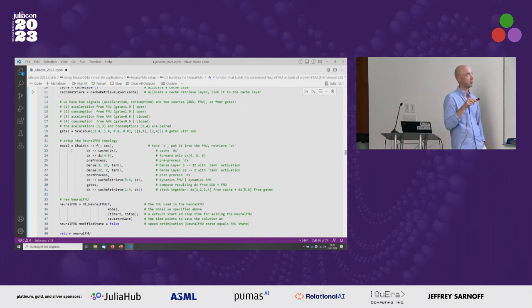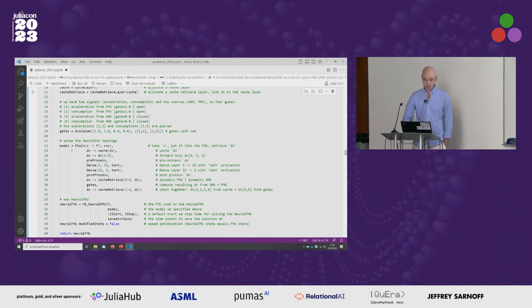and acceleration from FMU and combine it with consumption and acceleration from ANN, push them into the gates array, and combine the derivatives 1, 2, 3, and 4 from the FMU, which are not modified at all, with the modified acceleration and consumption from the ANN.